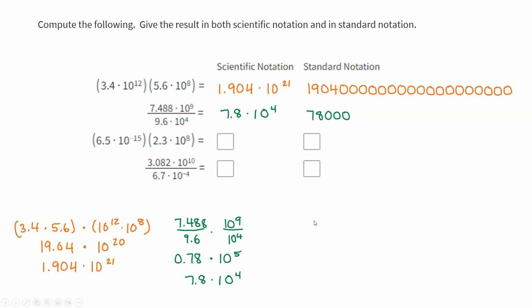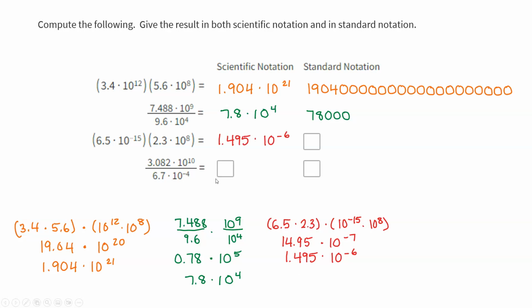So again, here, multiplying these two together, you're going to multiply the 6.5 and 2.3, and the 10 to the negative 15 and the 10 to the 8th separately. 6.5 times 2.3 is 14.95. 10 to the negative 15 times 10 to the 8th is 10 to the negative 7th. Again, this is not scientific notation. This needs to move one more space to the left. So you're going to have 1.495. You need to add 1 to this exponent to get a negative 6. So 1.495 times 10 to the negative 6 is the correct answer in scientific notation.